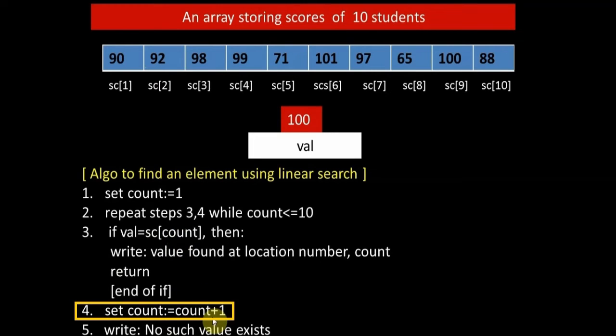Set count := count + 1 is going to increment the value of count by 1. It will become 3. Again, it will go at the beginning of the loop. Condition is true because count is less than or equal to 10. And it will keep doing like this.